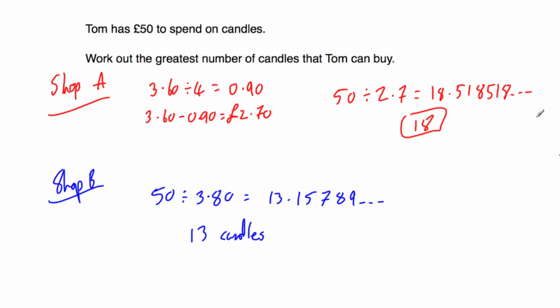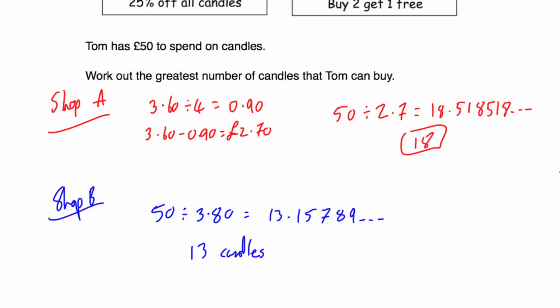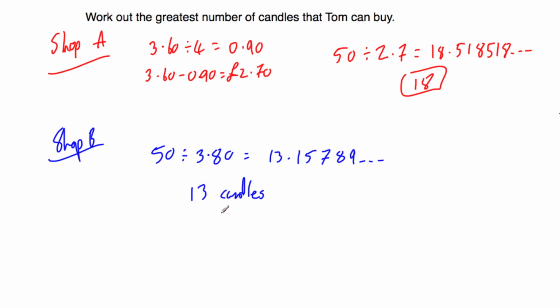But at the minute, they've got a promotion, and it's buy two, get one free. Now, unfortunately, 13 is not an even number. If it was an even number, that'd be fantastic. For instance, if he could buy 14 candles, that'd be great, because if he could buy 14, he would get 7 free. But at the minute, he's only enough money to buy 13 candles. So if Tom bought 12 candles, he would receive 6 free, because every time he buys 2, he gets 1 free. So if he buys 12, he gets 6 free. So that means that Tom could buy 12 candles and get 6 free.